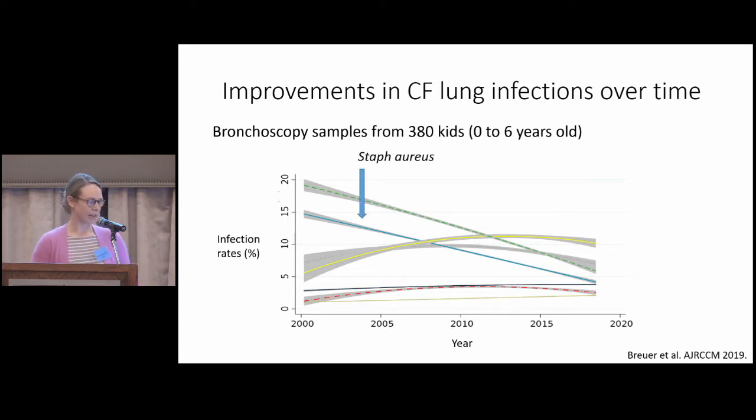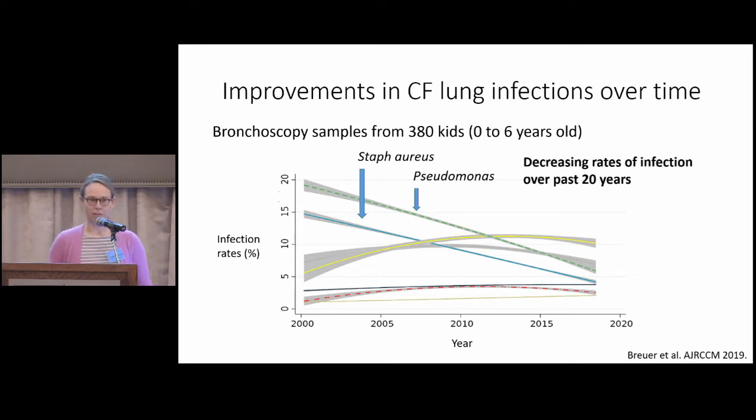And the primary finding here was that rates of two of the most prevalent infections in young kids with CF, Staph aureus and Pseudomonas, really had big decreases in their rates of infection over the past 20 years. So what we're using to fight these infections is working. The infection treatment and also infection prevention strategies is resulting in a decrease in these rates of infection over time.